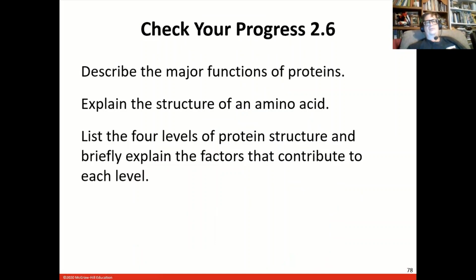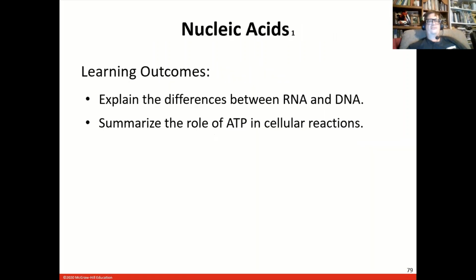Hey, we're done with proteins, and that means we've got a memory check here. Check your progress. Try to answer these questions, and then we're going to move on. All right, let's do this.